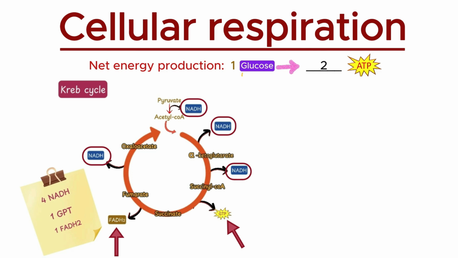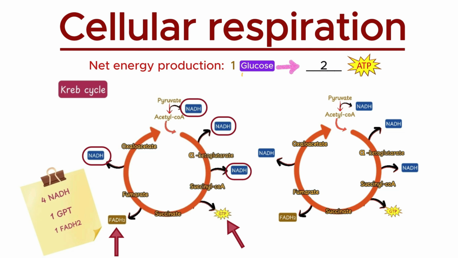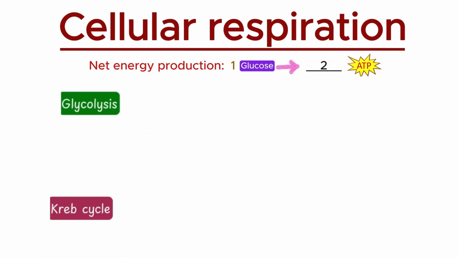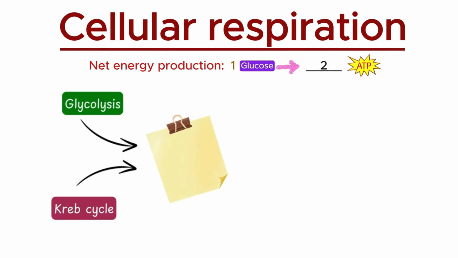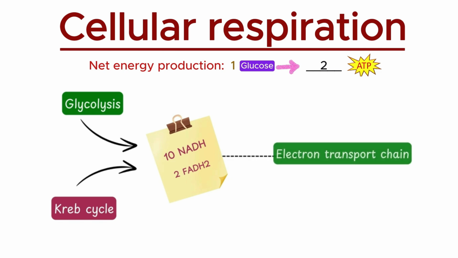Since glycolysis produces 2 pyruvates, this means 2 Krebs cycles occur, resulting in 8 NADH, 2 GTP or ATP, and 2 FADH2 molecules. In total, for the first 2 stages of cellular respiration, we have collected 12 electron carriers, 10 NADH and 2 FADH2 molecules. These molecules then enter the electron transport chain to yield further energy.